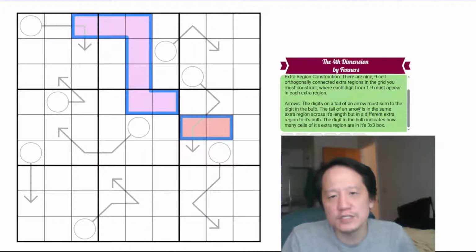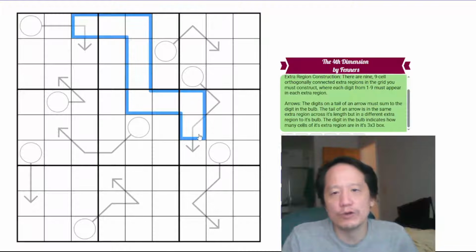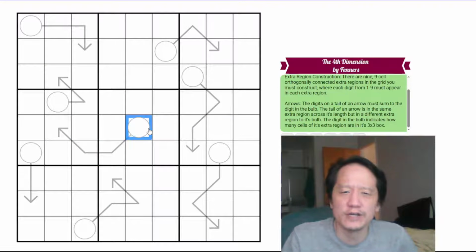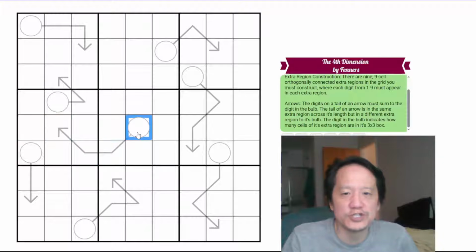So that's the extra region construction rule, which I've never run into. So it's an interesting rule set. We also have arrows, where digits on the tail of an arrow must sum to the digit in the bulb. I like that way of putting it. The digits of a tail of an arrow must sum to the digit in the bulb.